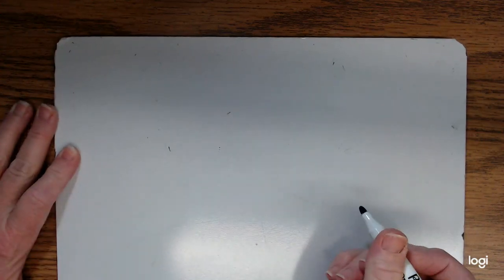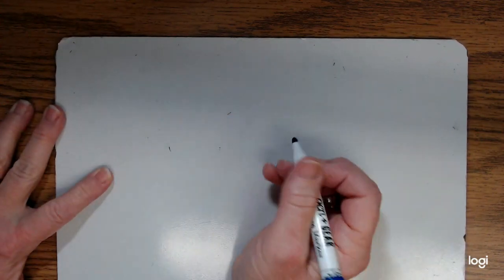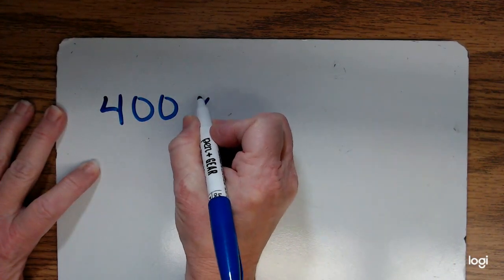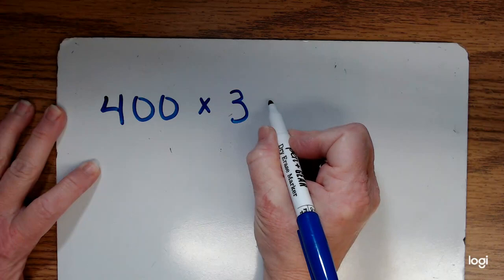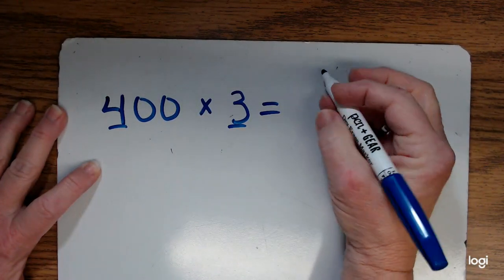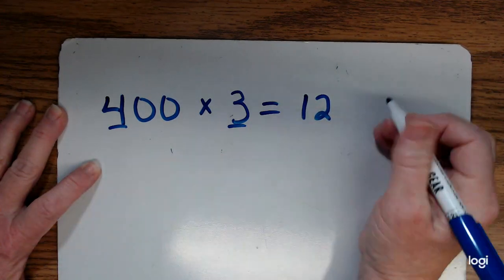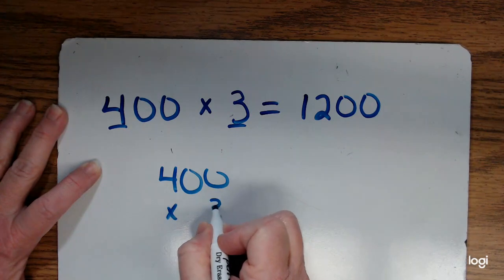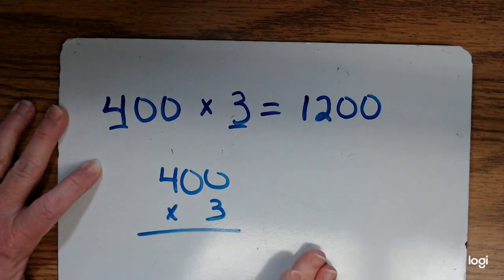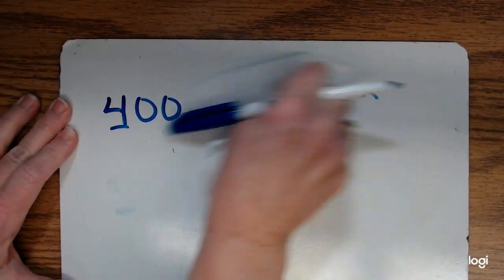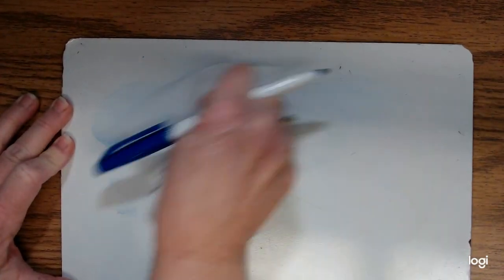So some of us know that when we multiply something like this with zeros, we can just multiply my whole numbers here, 4 times 3, and get 12, and then add 2 zeros. Okay, we don't have to write the problem out like this. The same thing happens if we do decimals.